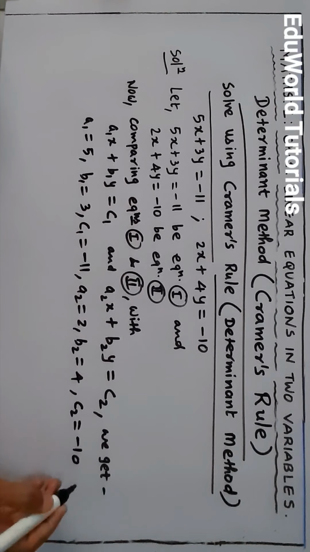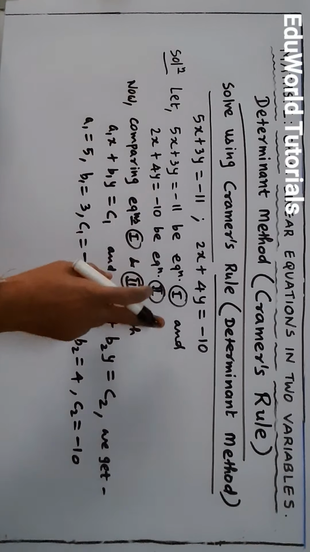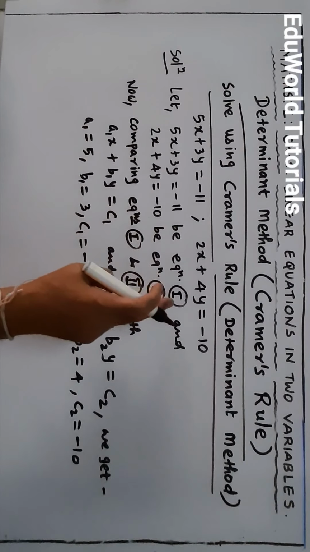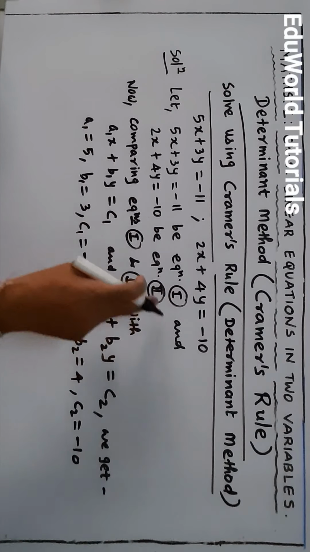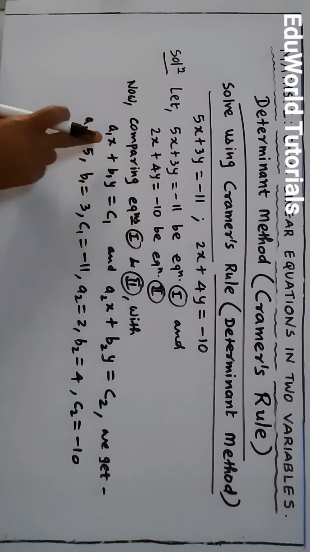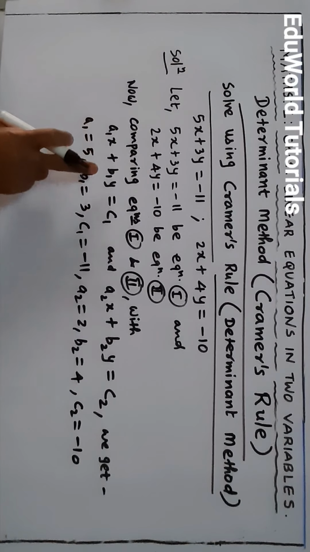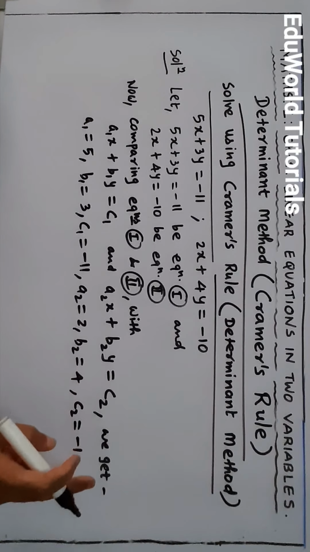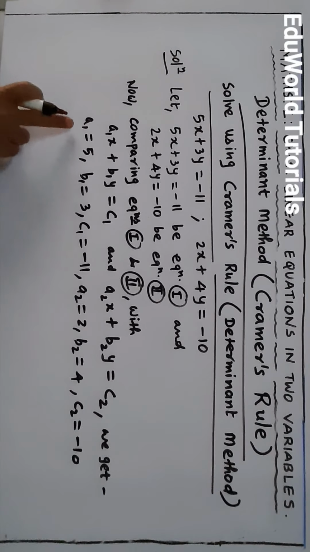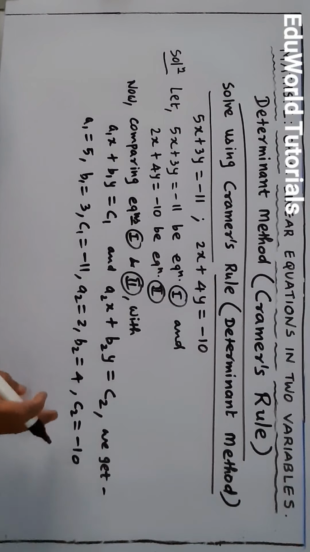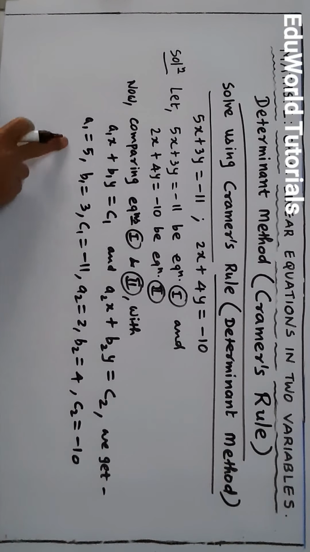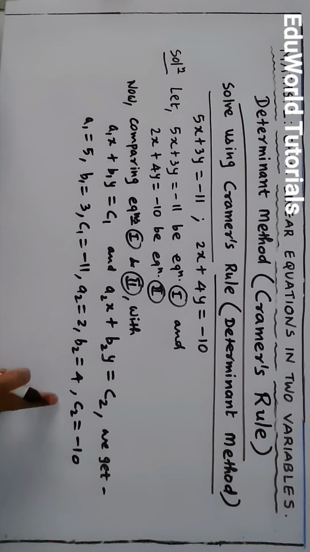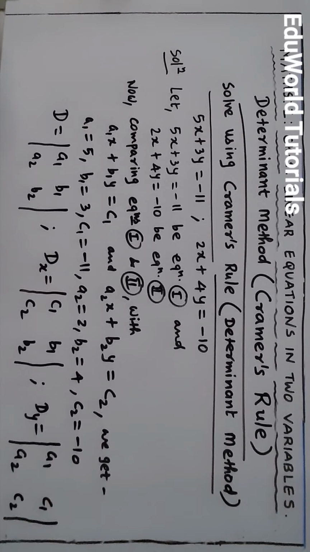So first of all, we should give the given equations numbers, equation first, equation second. Then we have to compare these two equations with the general forms, a1x plus b1y equal to c1 and a2x plus b2y equal to c2. After that, because of the comparison, we get the values of a1, b1, c1, a2, b2, c2. Now we have to arrange these this way.